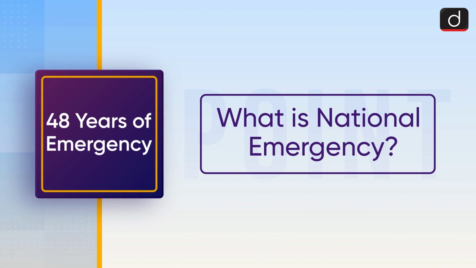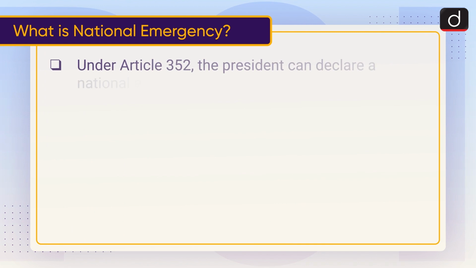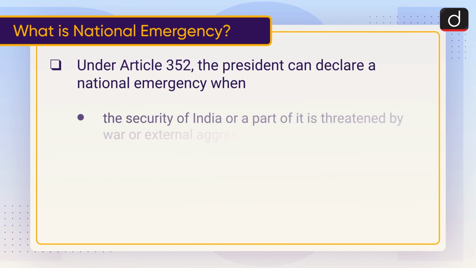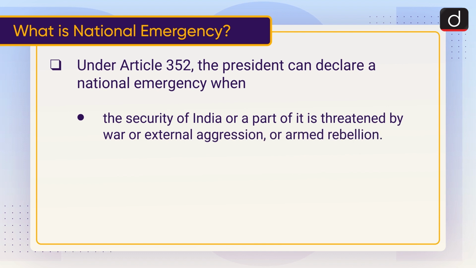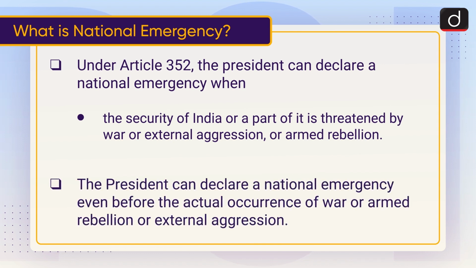Now let's discuss what is national emergency. Under Article 352, the President can declare a national emergency when the security of India or a part of it is threatened by war or external aggression or armed rebellion. The President can declare a national emergency even before the actual occurrence of war or armed rebellion or external aggression.